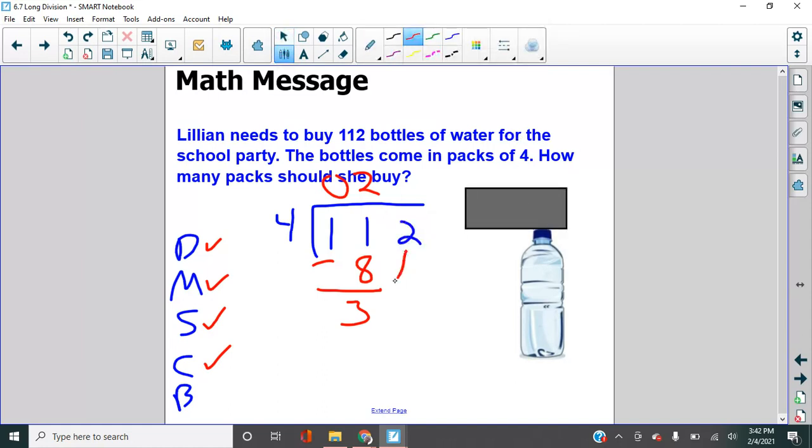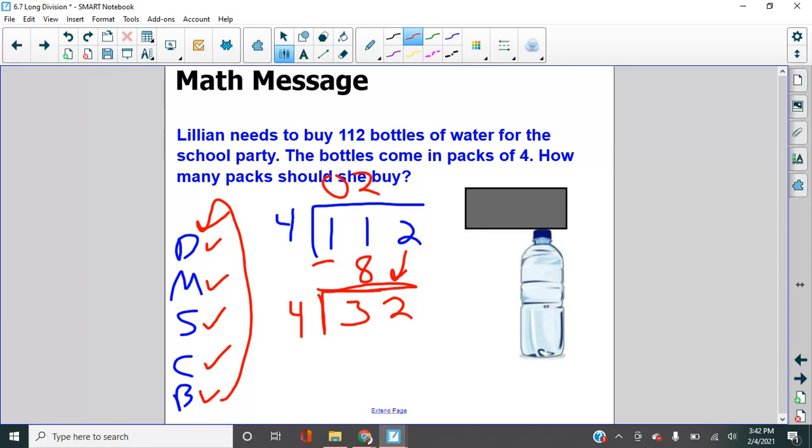Bring down a 2. What do I do next? I am going back to the top and dividing again, right? So I'm dividing by 4. All right. What do I do here? 32 divided by 4. What's that equal?